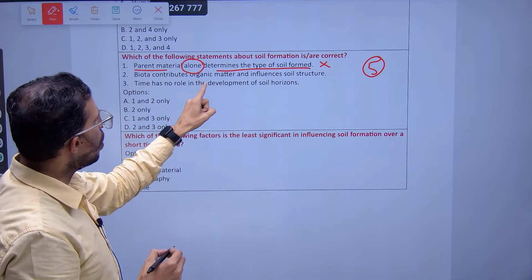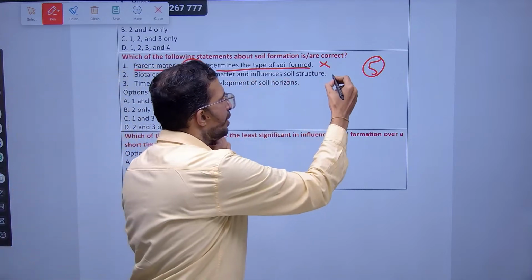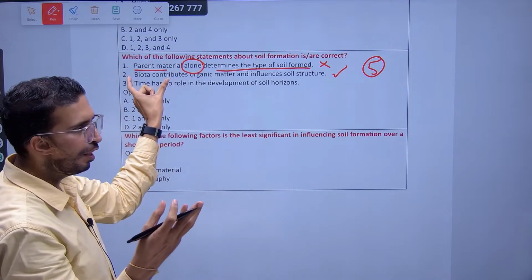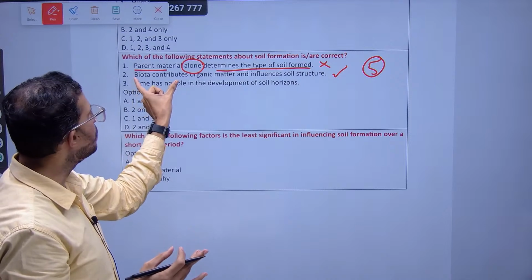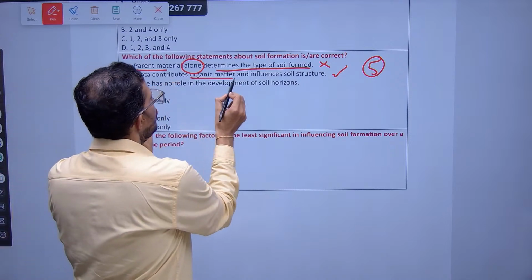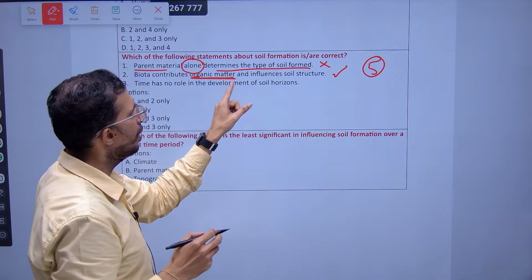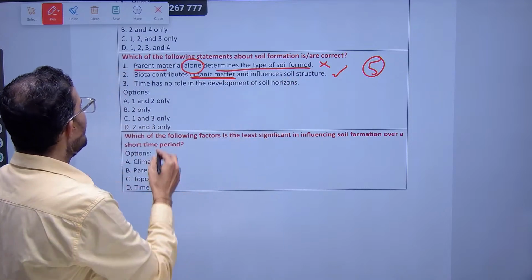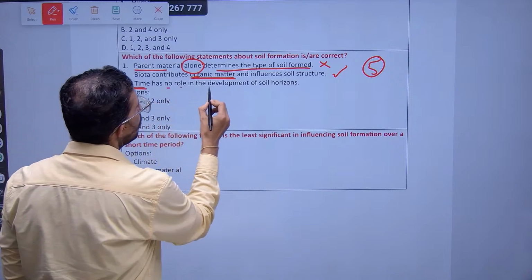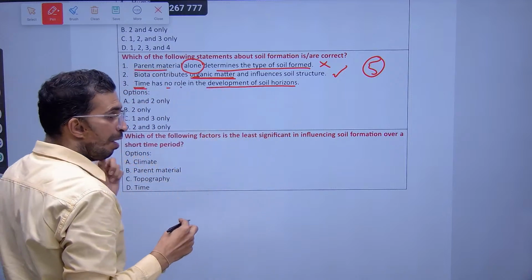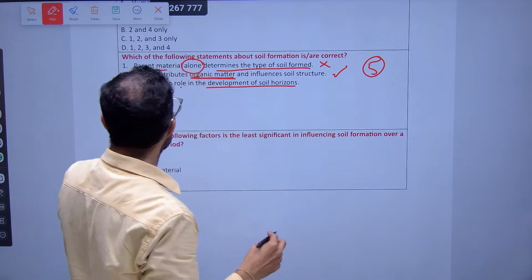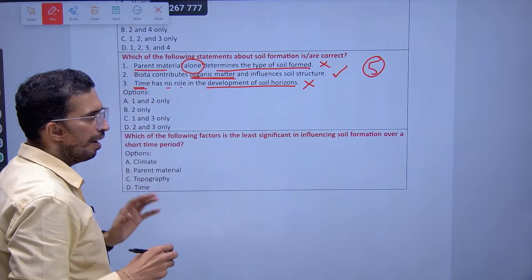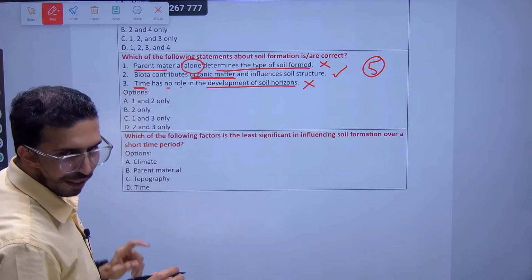Biota contributes organic matter and influences soil structure. Yes, we have seen the biological factors. In the biological factors, we have seen the plants, animals and the microorganisms. And in the form of plant decaying organic matter, yes, it influences the soil structure, formation of the humus. Then time has no role in the development of soil. Time has the role and it is in the form of the passive factor. So this will be incorrect. Then what is the correct answer? Only 2 will be the correct answer.